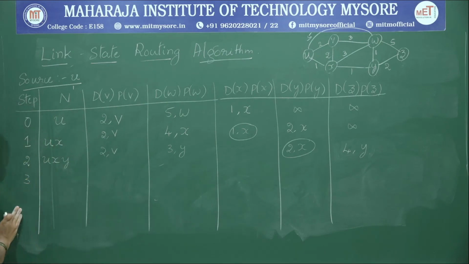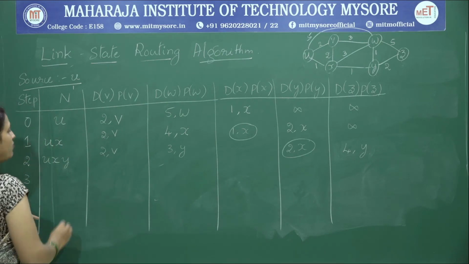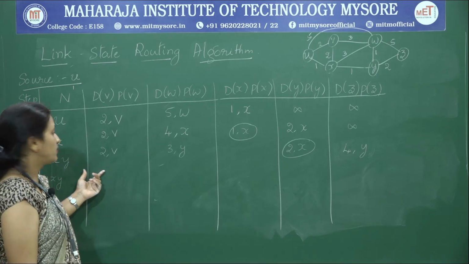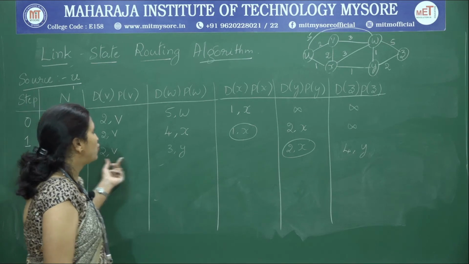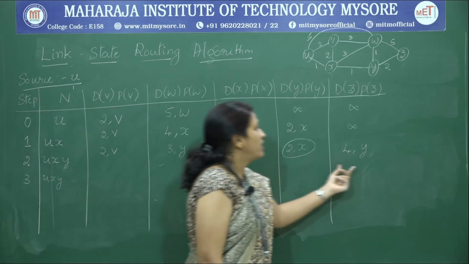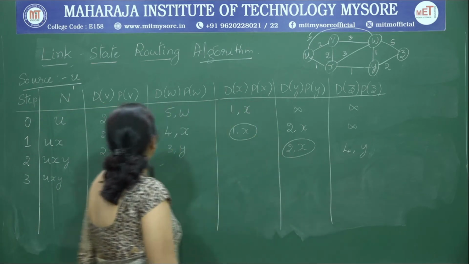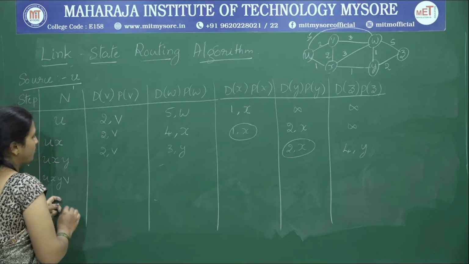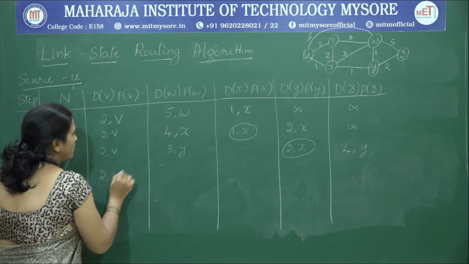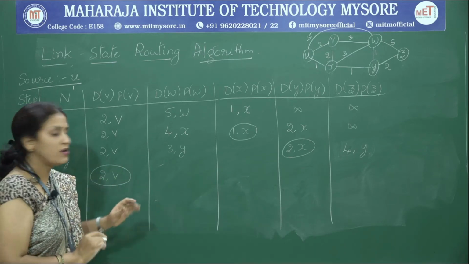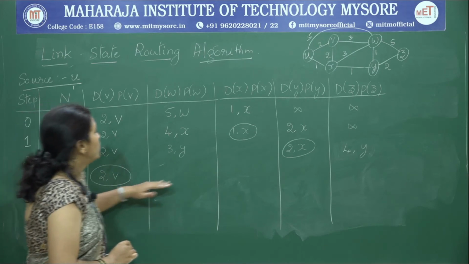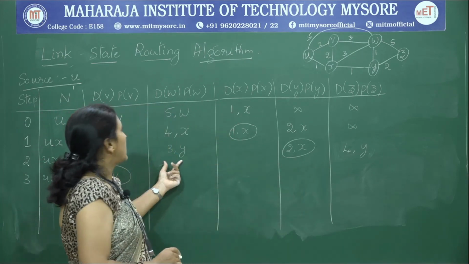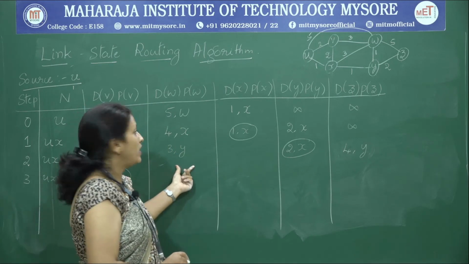Moving on to the next iteration, we have u, x, y in hand. We have 3 routers now, v with 2, w with 3 and z with 4. The minimum cost among these is v. So, we push v to N dash. So, our value is finalized here. We are not going to touch it again. We need to recalculate the values for w and z. What is the cost for w? We have 3, y in hand.